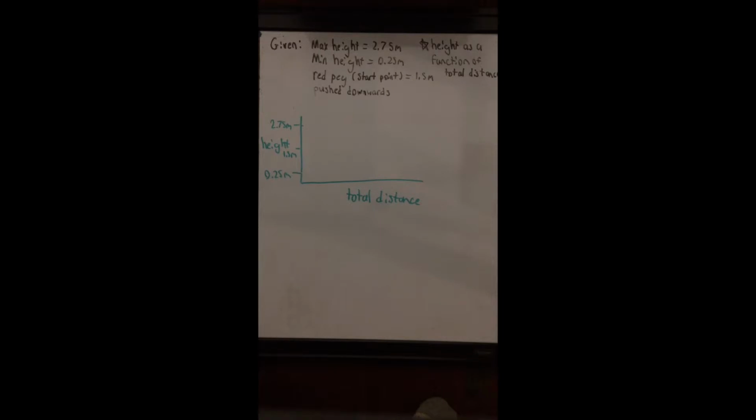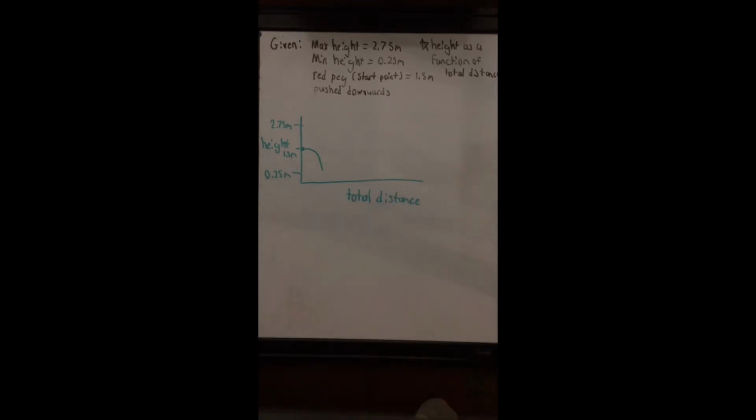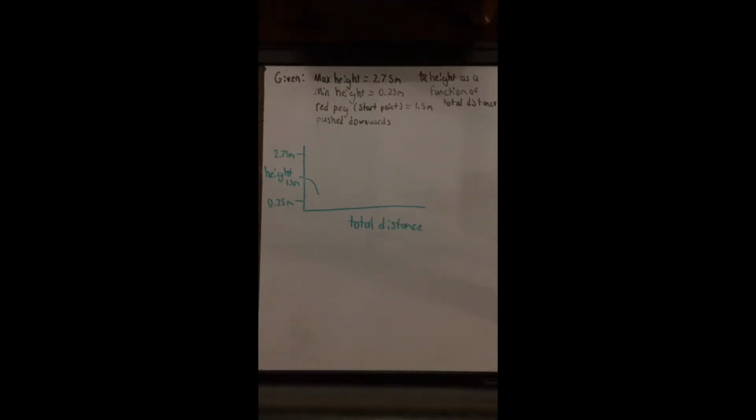Also, it states that the red peg is pushed downwards, so we know it starts here and then begins going down. Looking at this, we now know that all we need to do in order to be able to graph the sine equation is label the x-axis and then plot all the points, knowing the path of a negative sine graph.